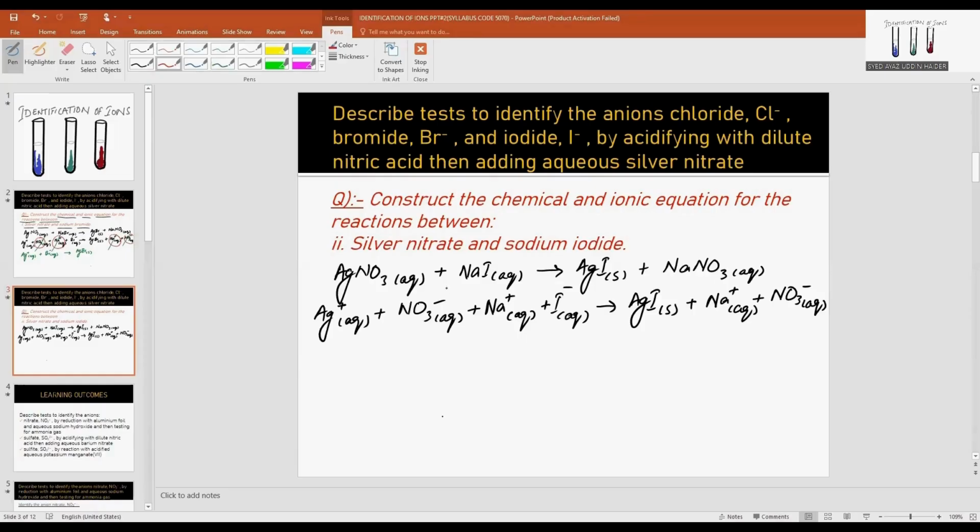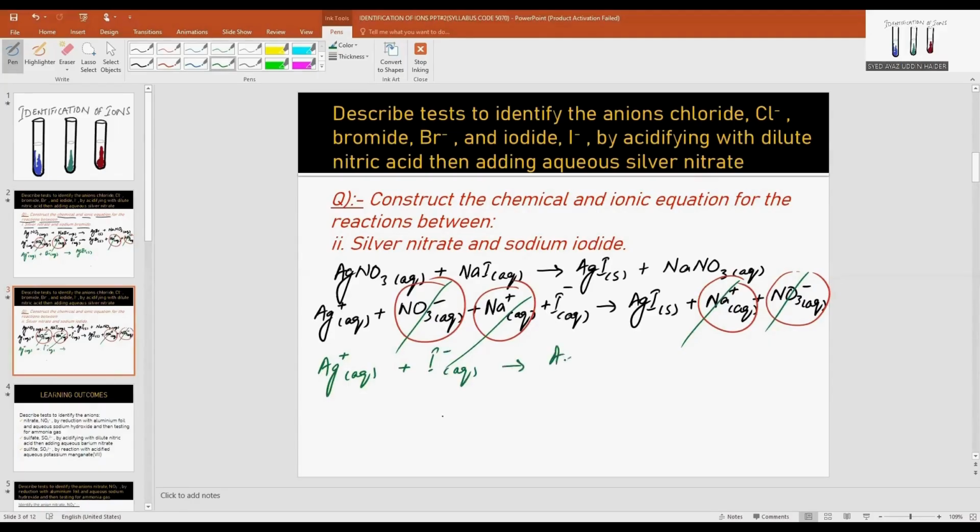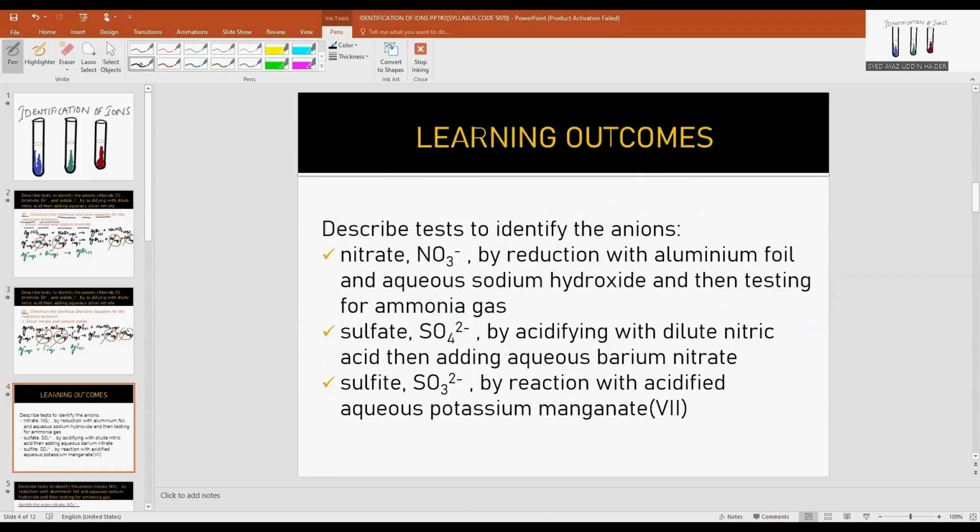These are the spectator ions, nitrate and sodium. So these will be cancelled. And the final ionic equation will be like this: Ag+ aqueous plus I- aqueous will get AgI solid.